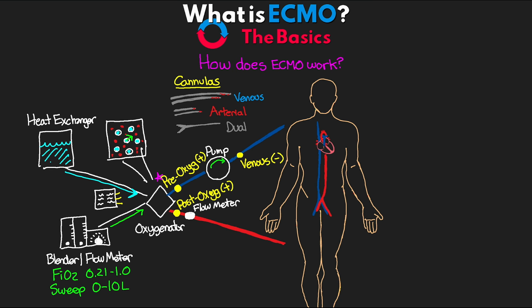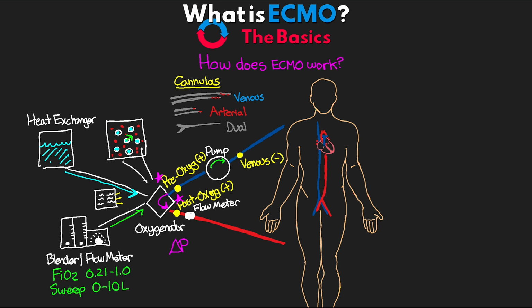Now, both the pre-oxygenator and the post-oxygenator pressures are going to be important, because we're going to use these two together in order to calculate something that we call our delta P. This is basically the change in pressure that exists across this membrane. The reason this is important is that it's actually going to help us identify clotting that's taking place in the oxygenator.